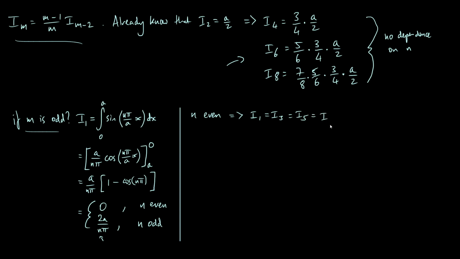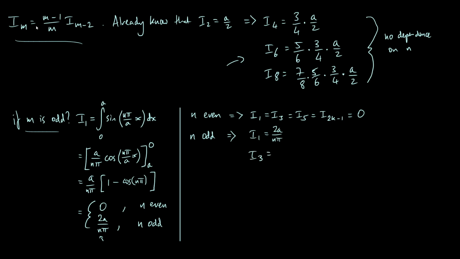I subscript some arbitrary odd number, which you can write as, let's say, 2k minus 1, where k is a positive integer. All of those are going to be 0, all right? Because all of these integrands spend as much time above the x-axis as below the x-axis. So how about when n is odd? Okay, we know that I1 is 2a over n pi. That's what we calculated. So let's use that to figure out I3.